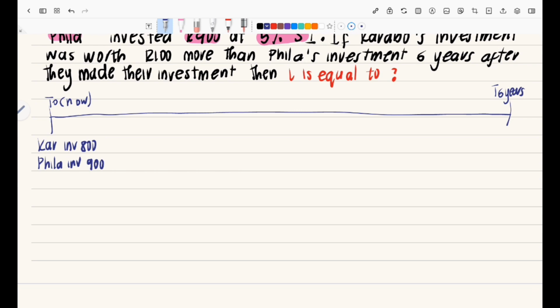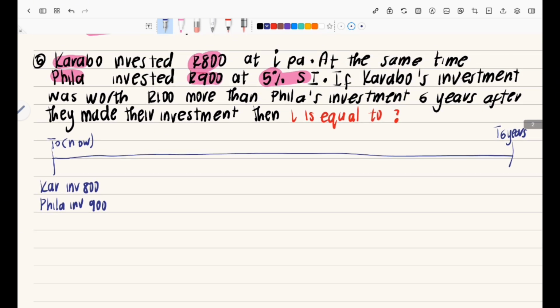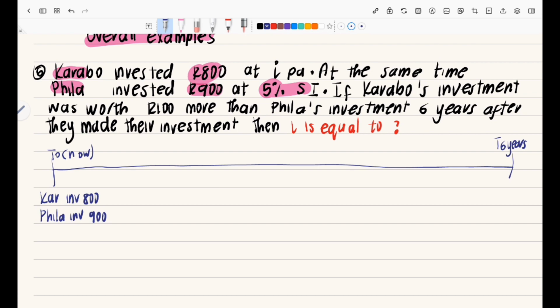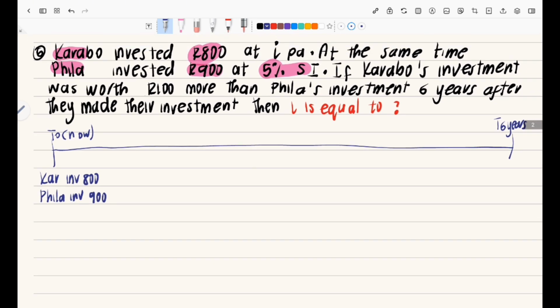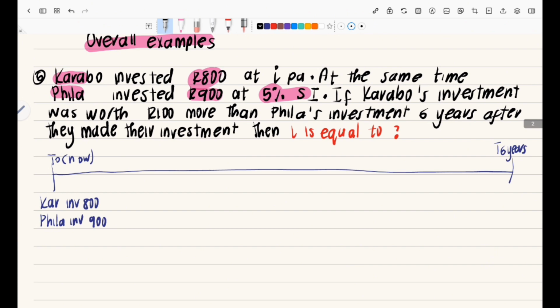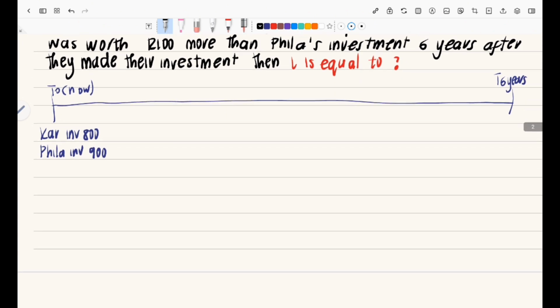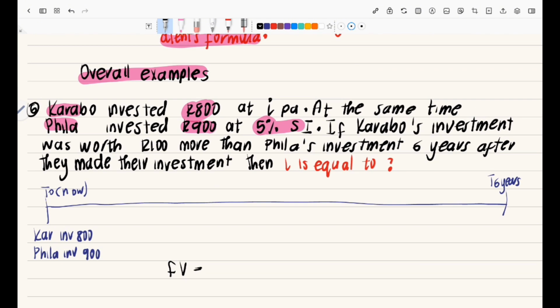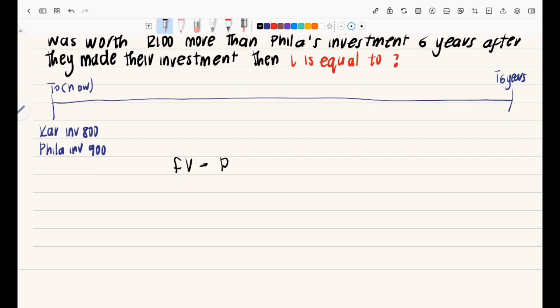So I will calculate the future value for Pila's investment, and I will calculate the future value for Karabo, and whatever that future value for Karabo is, it is worth 100 Rand more than Pila's investment 6 years from now. So let's do this calculation. We have everything we need for Pila, and Pila is using simple interest. So its future value is equal to present value times 1 plus i times n.